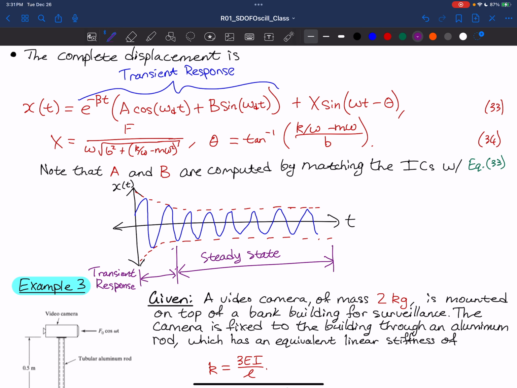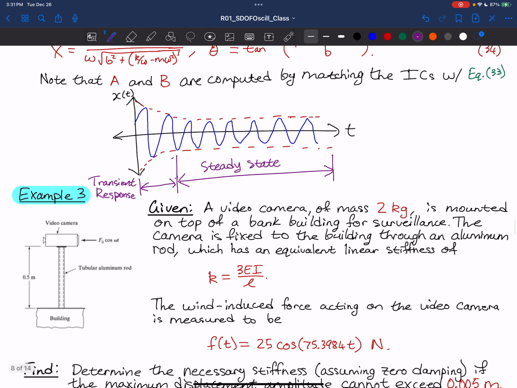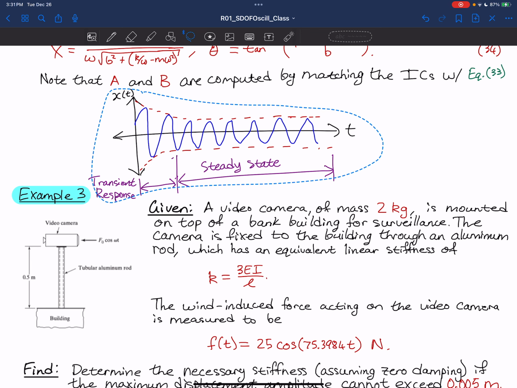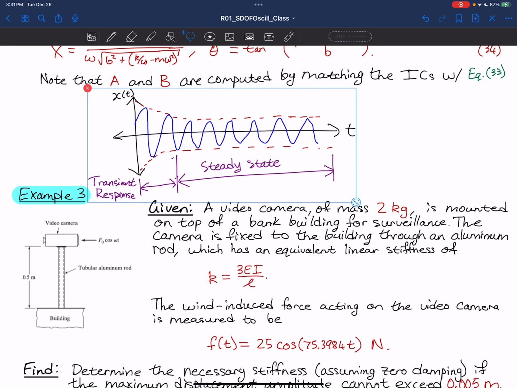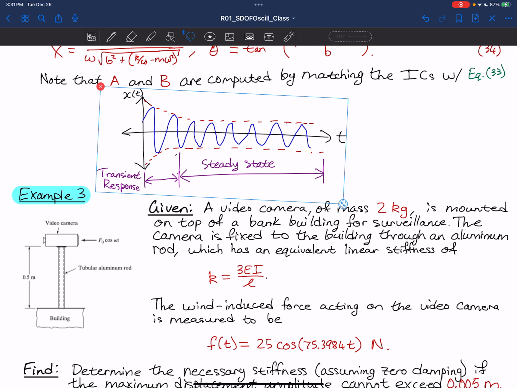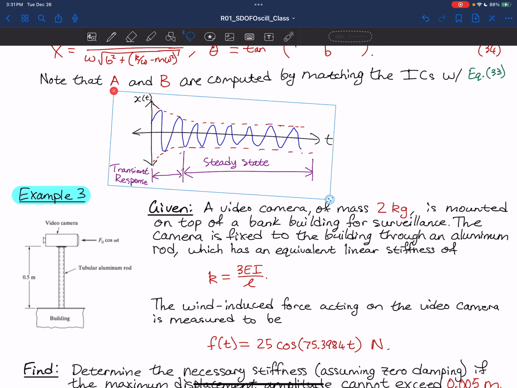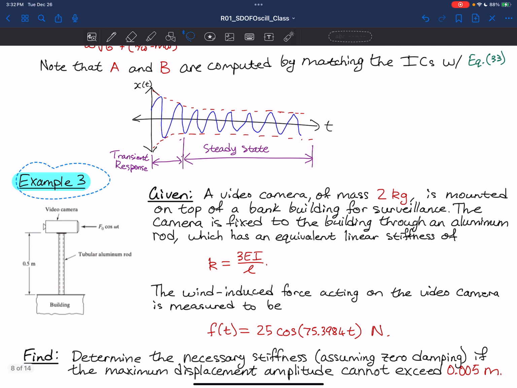All right, I need a little bit more space here, so I'm just going to shrink this graph. I'm also going to see if I can rotate it a little bit, because I had the iPad at an angle and ended up drawing it at an angle. So that is what our steady state response is going to be: a constant amplitude oscillating at a single frequency. All right, we're going to now do an example here.